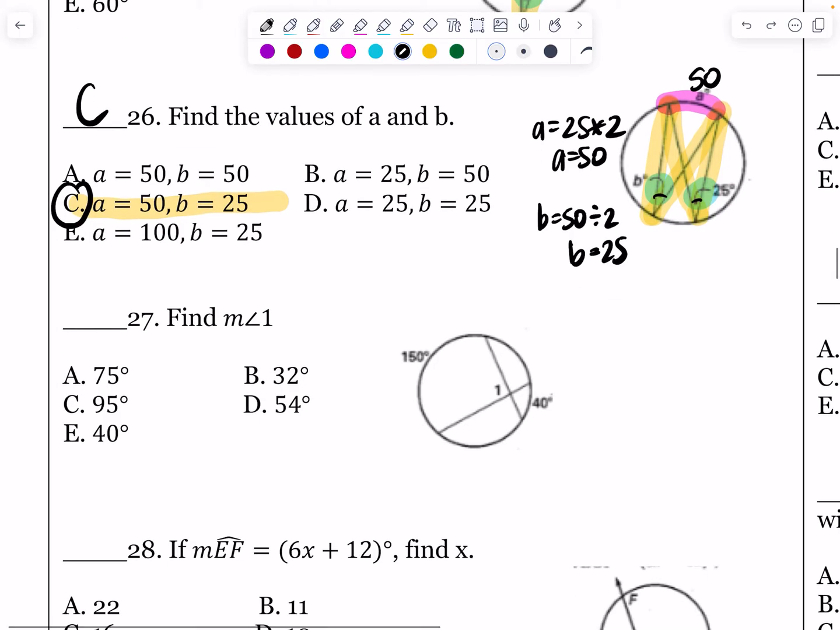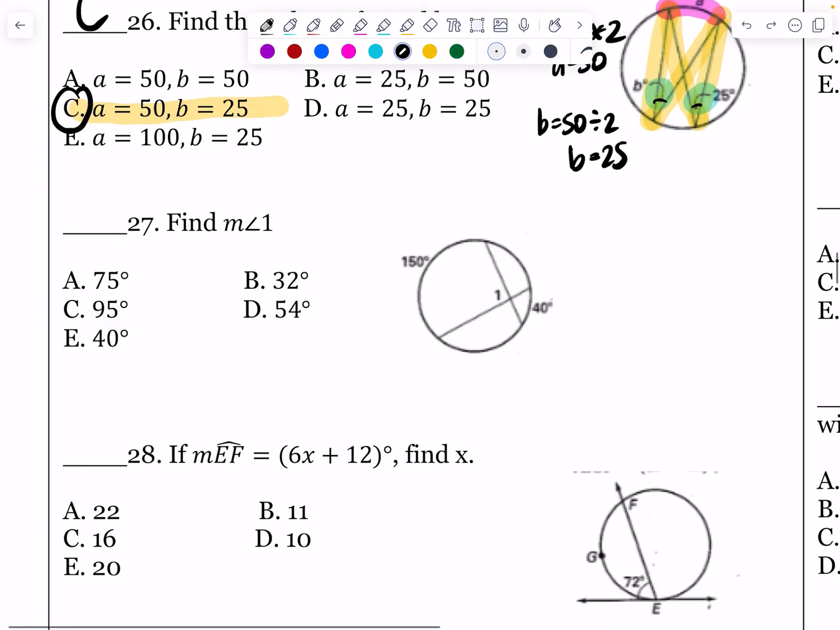All right, so that was C. Now we want to find the measure of angle 1. Well, there is a formula for this: when you have this angle and these two arcs that get intercepted by this angle, angle 1 is going to be equal to the average of these two arcs. So we add them together and divide by 2.